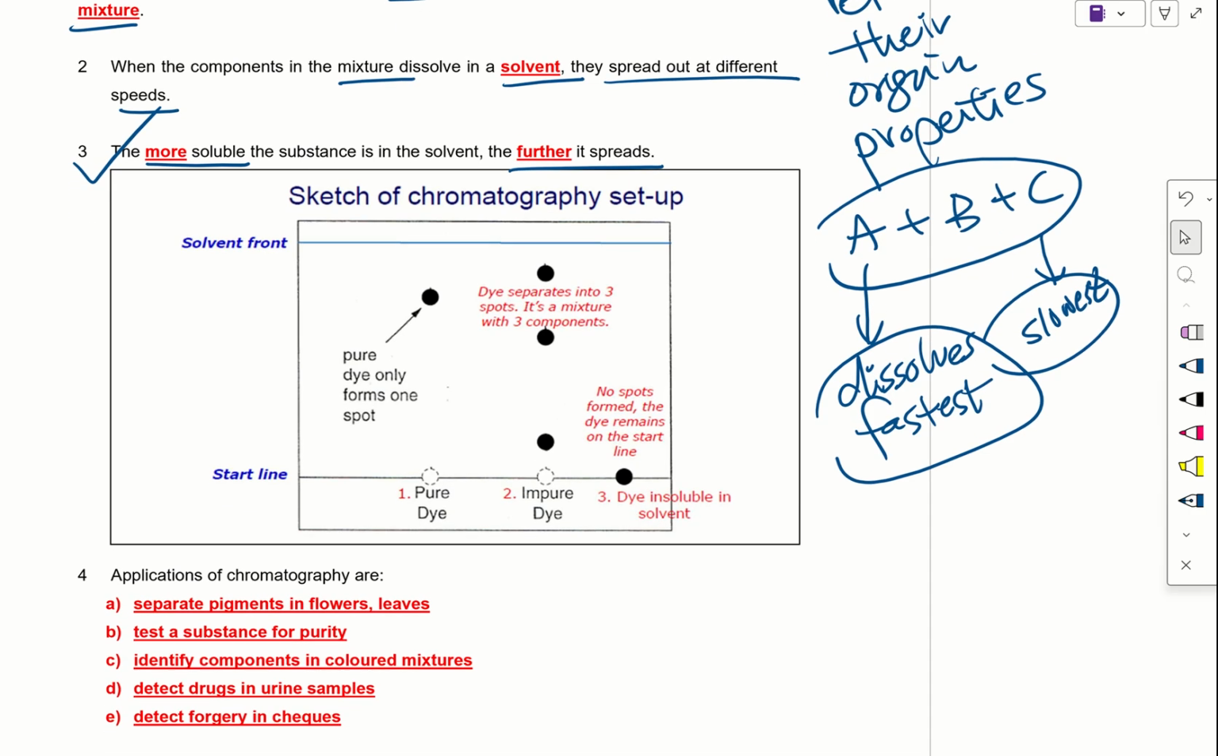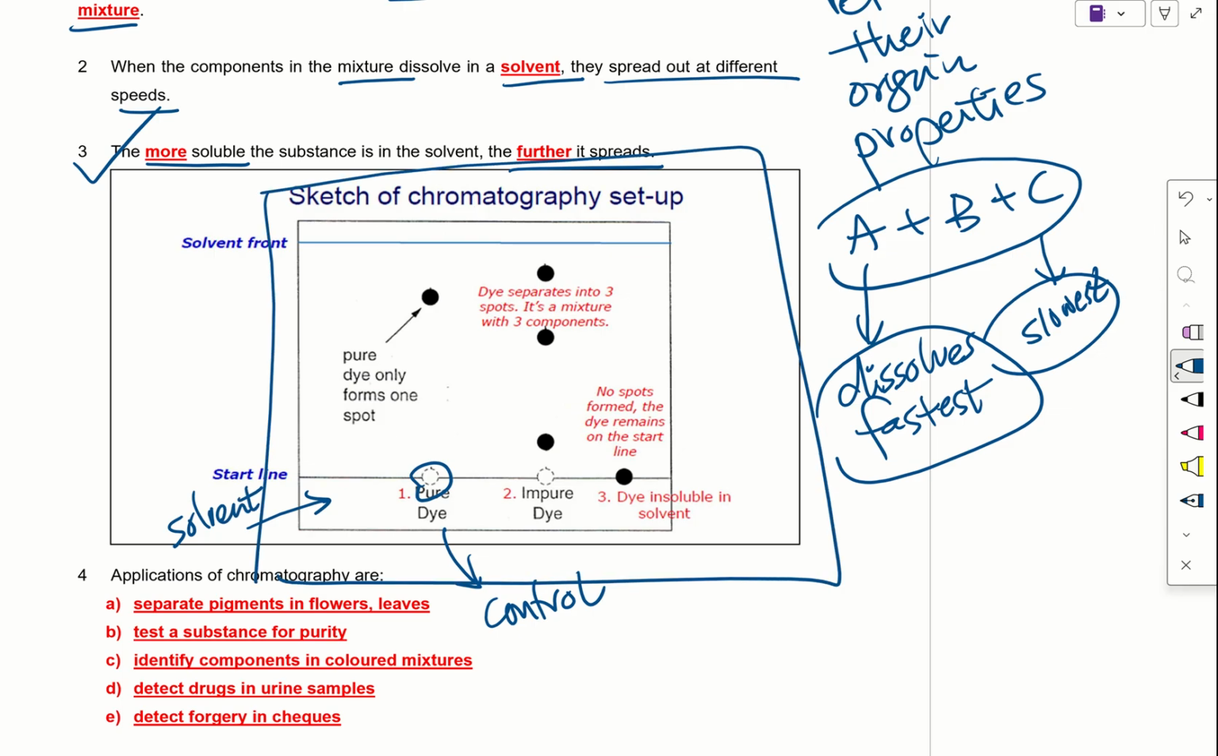So how do we use chromatography? This is the pure dye. We are using it as a control. The pure dye will dissolve in the solvent. Basically, you put this in a solvent, maybe somewhere here, and the solvent will creep up because of its movement. As it goes up, it causes the pure dye to dissolve in it, and the pure dye will form one spot because it's pure.